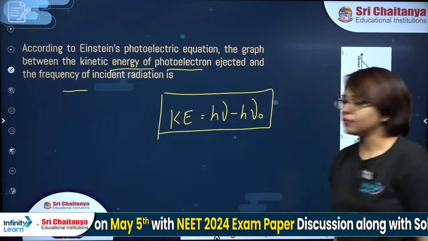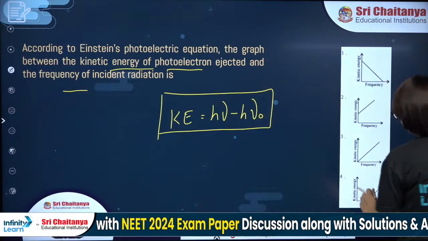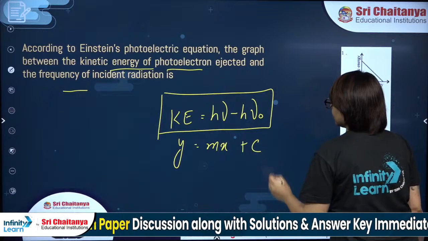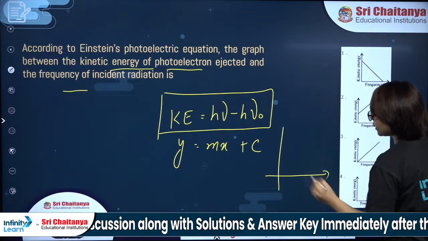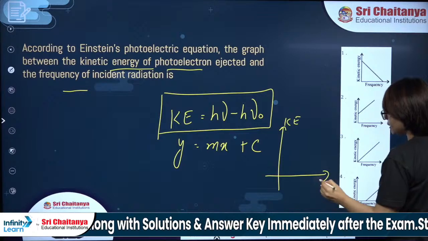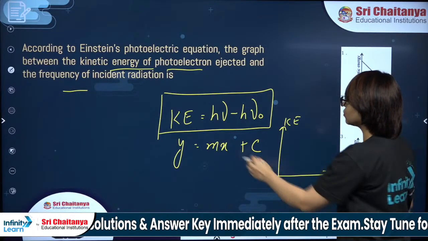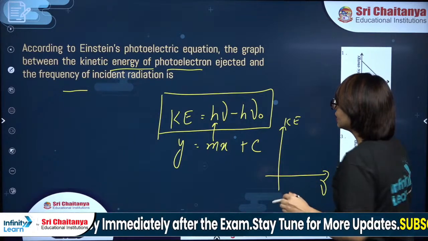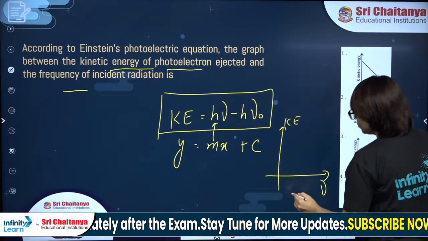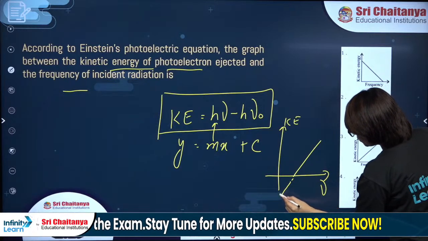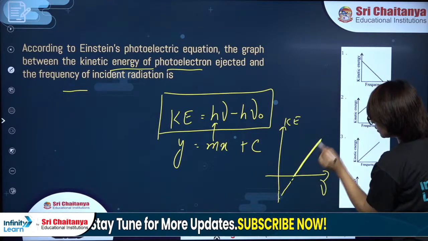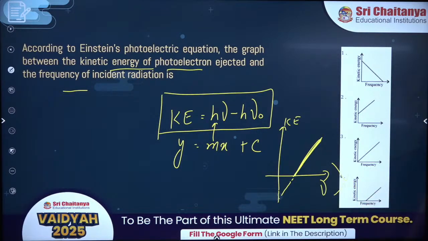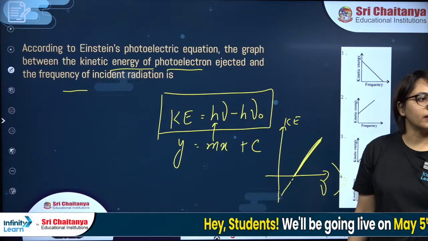Okay, we have option 3 over here. See, it is a straight line, y is equal to mx plus c. So on the y-axis, if you draw kinetic energy, on the x-axis we have frequency. So slope is equal to Planck's constant, which is positive. So slope will be positive, right? And y-intercept is negative. So basically this is the graph and it is given in option 4 over here. So option 4 is the correct answer, right? So that is how you can identify.